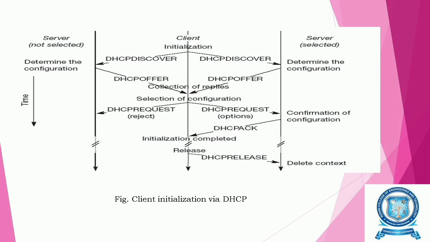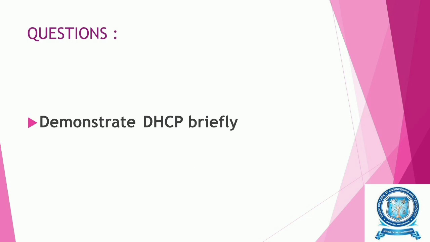In this client initialization diagram, on the left side is the server not selected and on the right side is the server which is selected. So DHCP discover is sent to both the servers, and DHCP offers are given by the servers, and the configuration is selected by the client and it accepts that. If the server is selected, then the DHCP acknowledgement is given and the other one will release all the things. So the possible question here is: demonstrate DHCP briefly.